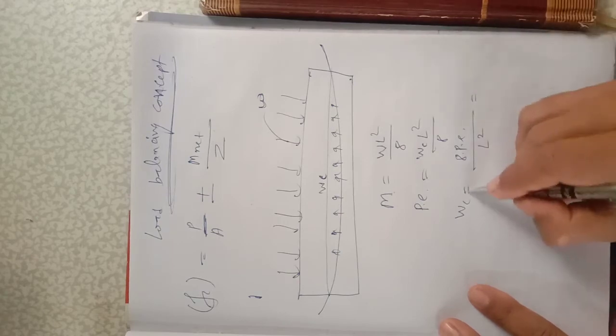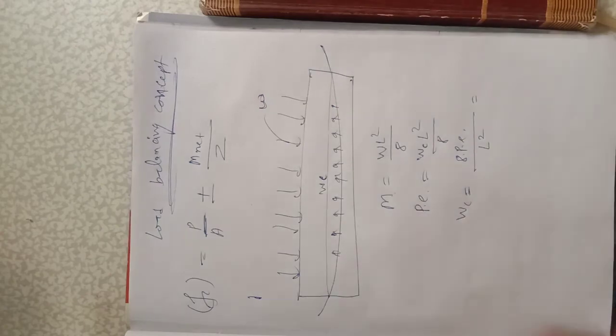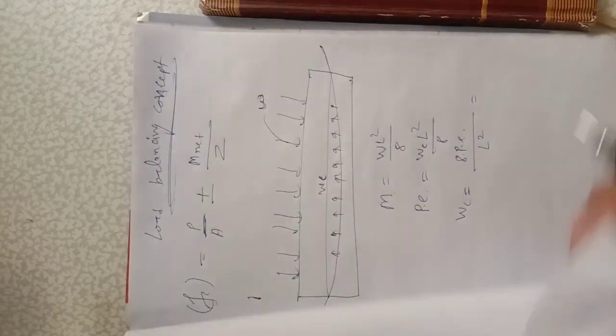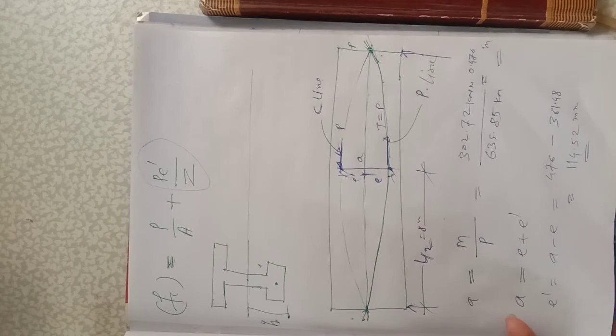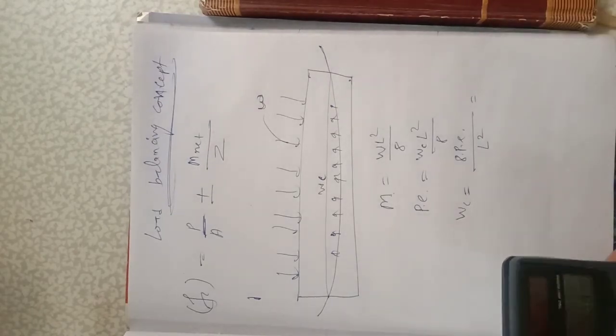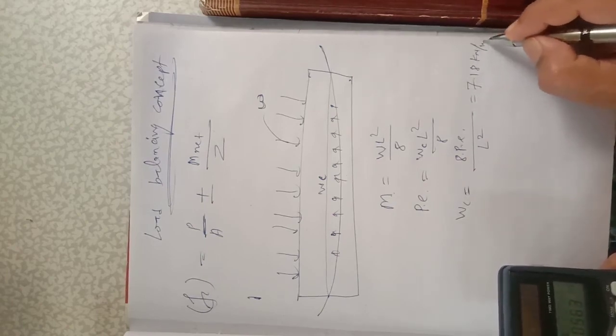Okay, so what is WC here? WC is equal to 8 multiplied by P is equal to 635.85, multiplied by E is equal to 361.48, divided by square of 16. We get 7.18 kilonewton per meter.